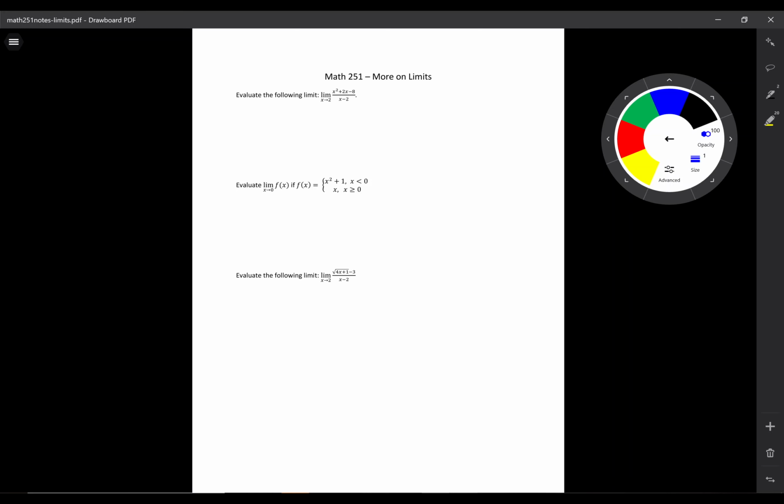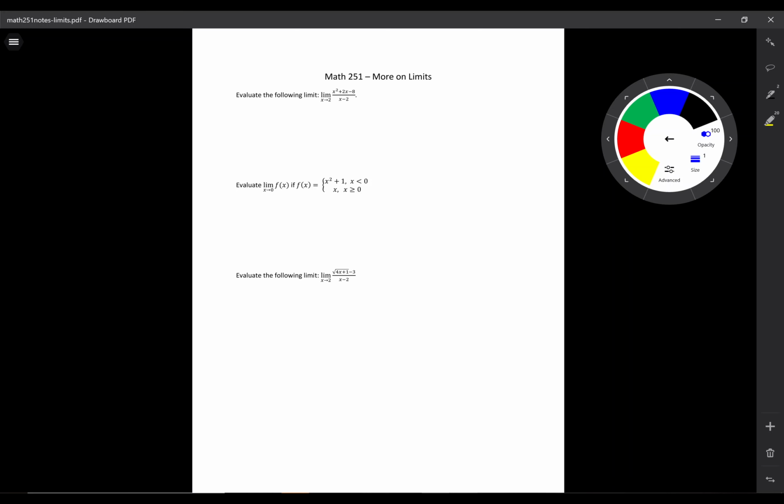If you were to graph this function, (x squared plus 2x minus 8) divided by (x minus 2), of course this function would not be defined at x equals 2 because it makes our denominator equal to 0. But that does not mean that we don't have a limit here. Even though our function is undefined at x equals 2, we will still have a limit, and that's what we are trying to find.